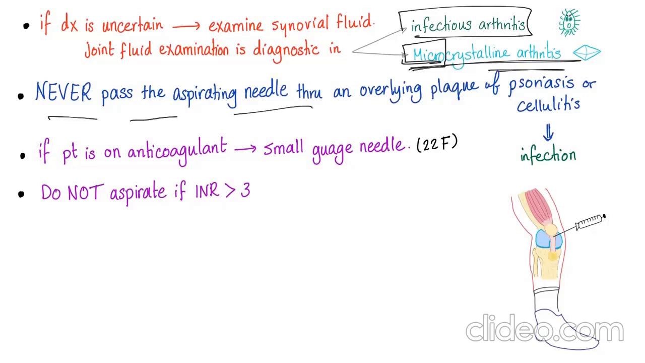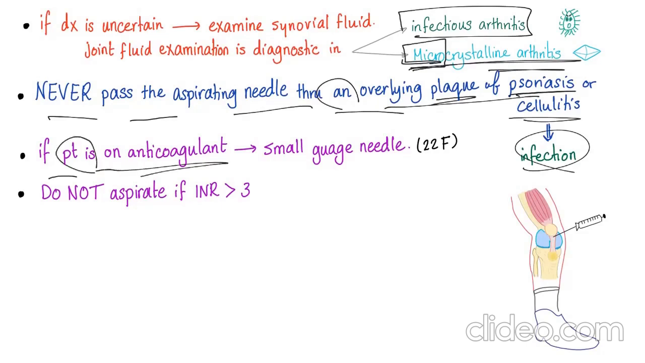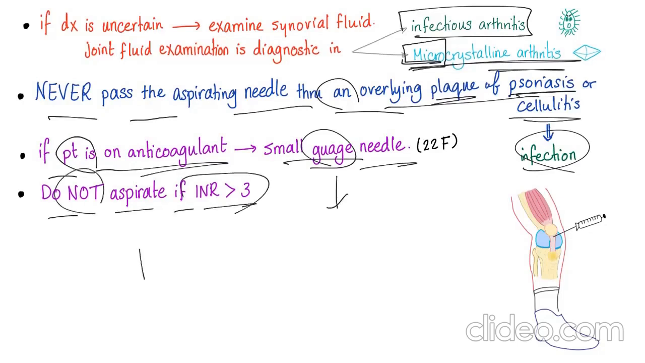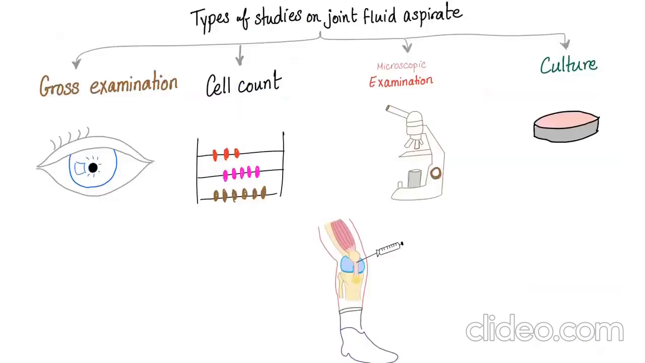Never pass the aspirating needle through an underlying plaque of psoriasis or cellulitis. You can transmit infection. If the patient is on anticoagulants, use a small gauge needle to decrease the risk of bleeding. Do not aspirate if the INR, which is part of the prothrombin time, the international normalized ratio, is higher than 3, because there is a higher risk of bleeding. We're trying to diagnose the disease, not kill the patient. Now you tap the joint and send the fluid to the lab.